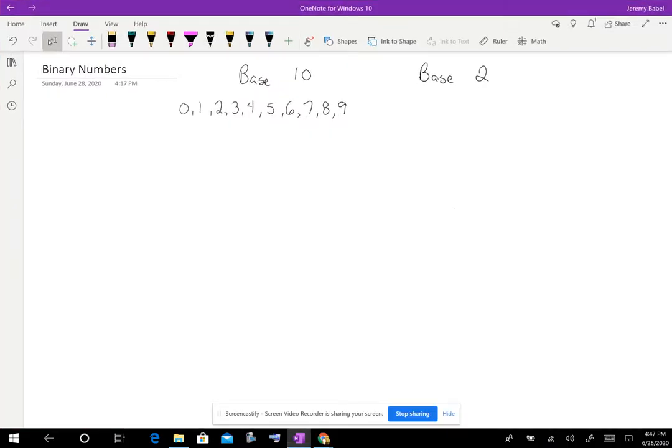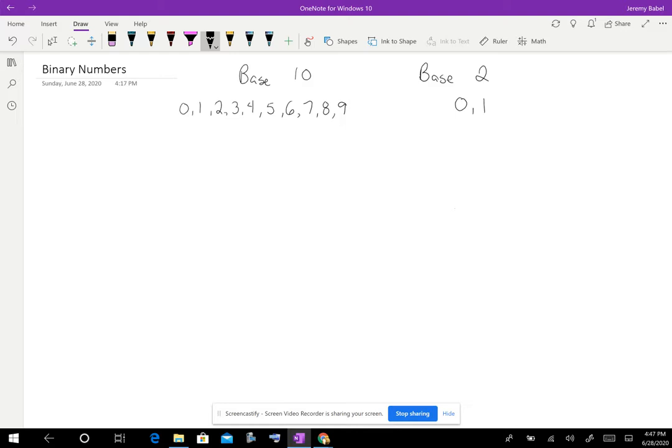All right, so base 10 numbers, we use the numbers 0, 1, 2, 3, 4, 5, 6, 7, 8, 9 to represent anything. There is no 10 in base 10, which is kind of strange in terms of the individual numbers. And base 2, we only have two possibilities. We have zeros and ones. That's it. There's no 2 in base 2.